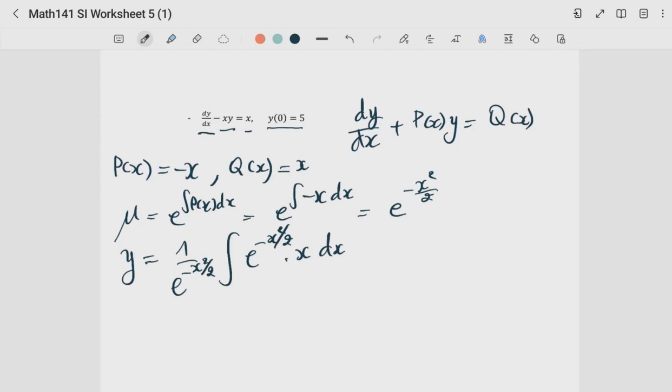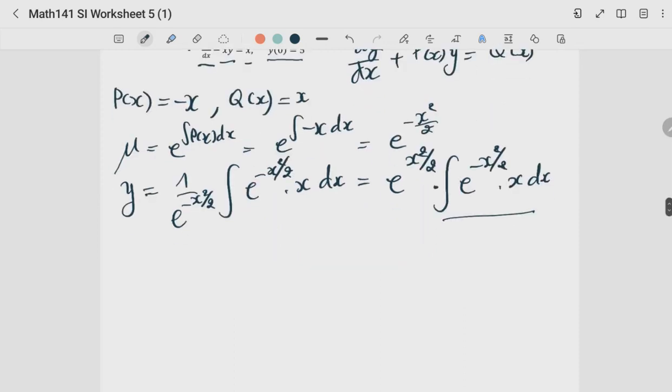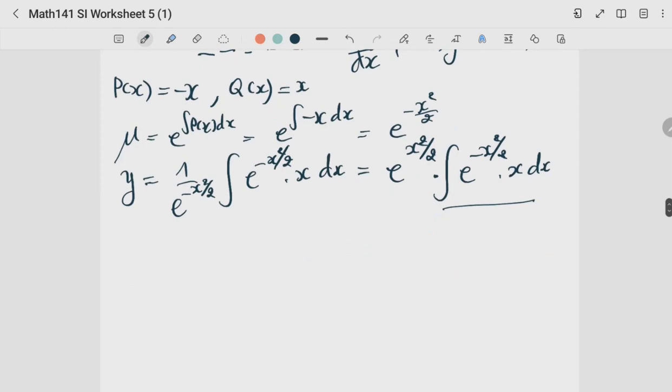At this point, we can rewrite this first as e to the x squared over 2 times the integral of e to the negative x squared over 2 times x dx. Now, this integral here can be solved by using our u substitution.